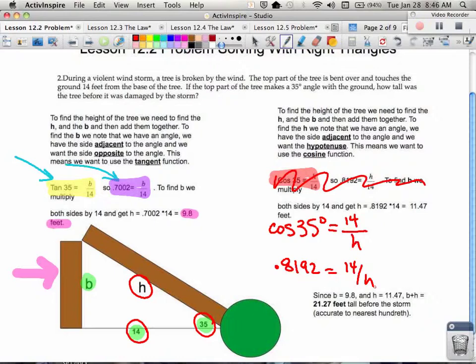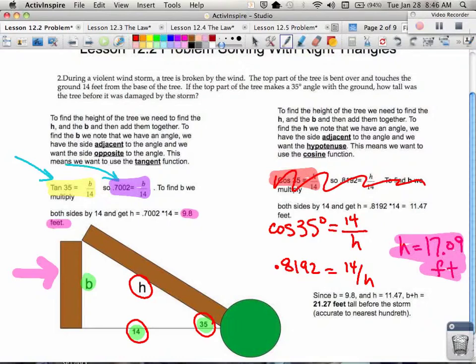And then, in order to find out my h, I'm going to take that 14 and divide it by the 0.8192. When I do that, I find out that my h is equal to 17.09 feet. So now I have two pieces. I have the piece that was the trunk, which we saw was 9.8, and I have this piece that was my top that fell down, which is 17.09.